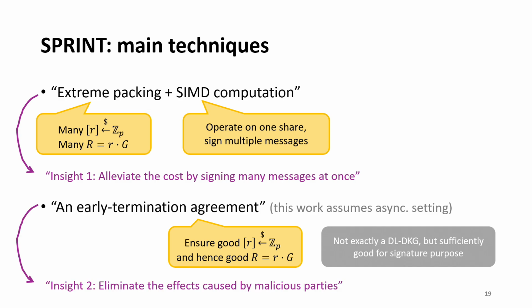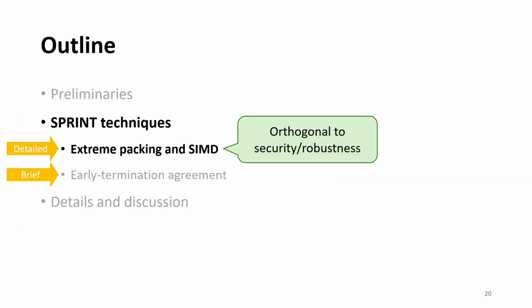But recall that this is not enough. We still want our protocol to be secure and robust against malicious parties. So we introduce an agreement protocol that allows the parties to agree on those randomness values that are sufficiently good to give a secure and robust signing. This agreement protocol has the early stopping feature, and it only requires 2 runs. In this talk, I'll focus on the first technique and then briefly discuss the second one. The packing technique is orthogonal to security or robustness, so to get the essence of the idea first, for now, let's not worry too much about malicious behavior.